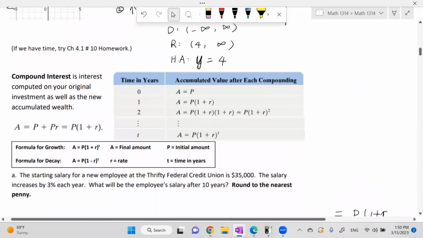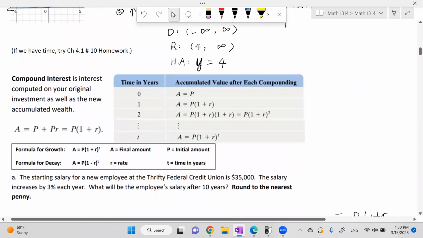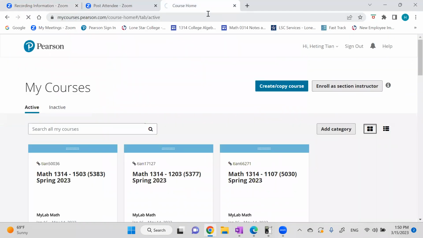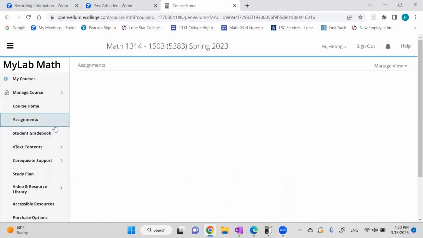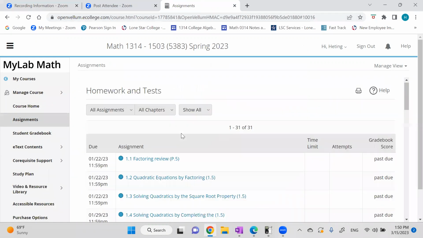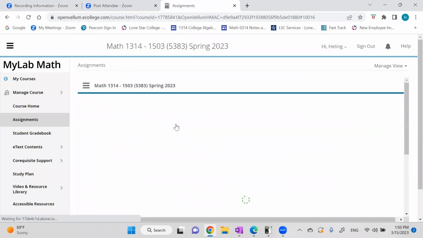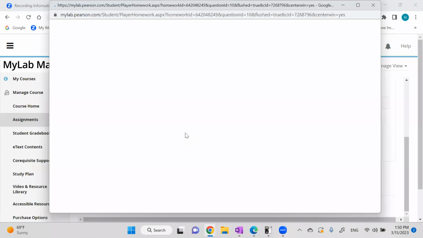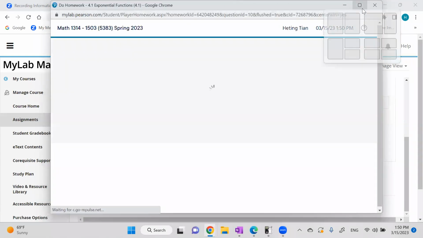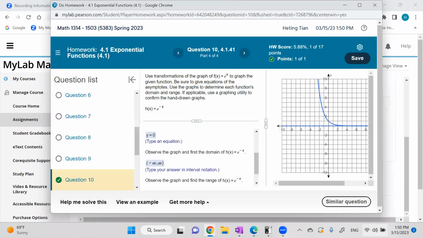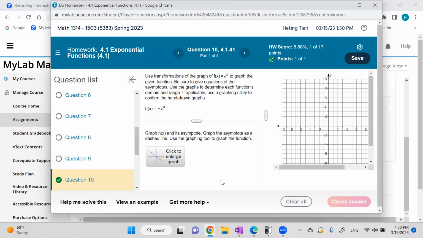Okay, before we move to the next part, let's see one question from the homework. Let's see one example in your section 4.1, question number 10. It's not very hard, but sometimes it's very tricky when you are plotting the point. Let's practice a new question.